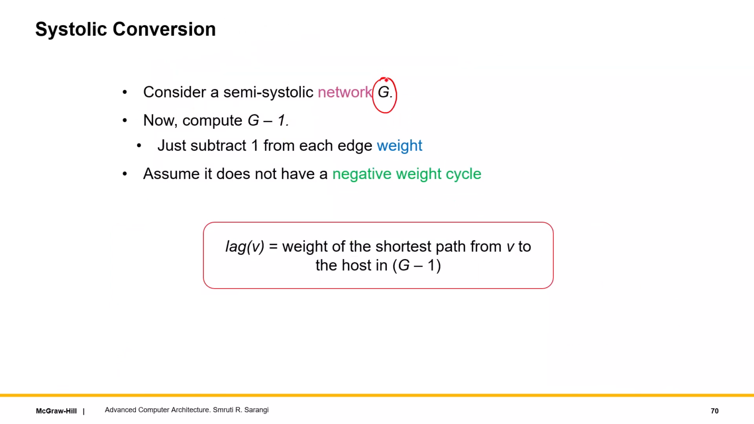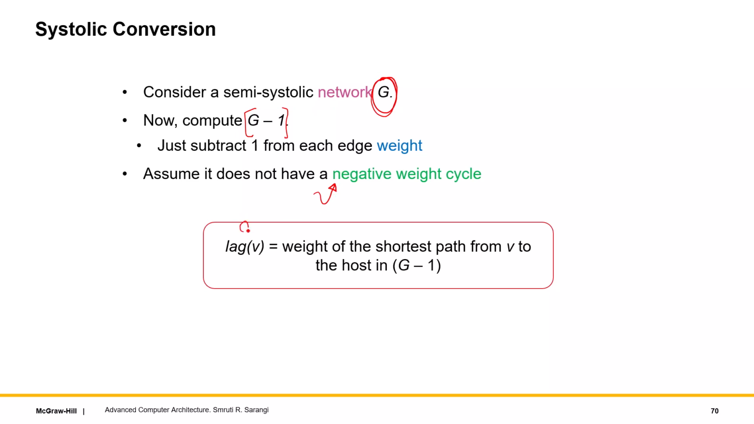So now the idea is that we want to convert the semi-systolic network, or the semi-systolic graph. Given graph G, we compute G minus 1, which means we subtract 1 from every edge weight. So if an edge weight was 0, we make it minus 1. If it's 5, we make it 4, and so on. Let us assume it does not have a negative weight cycle.